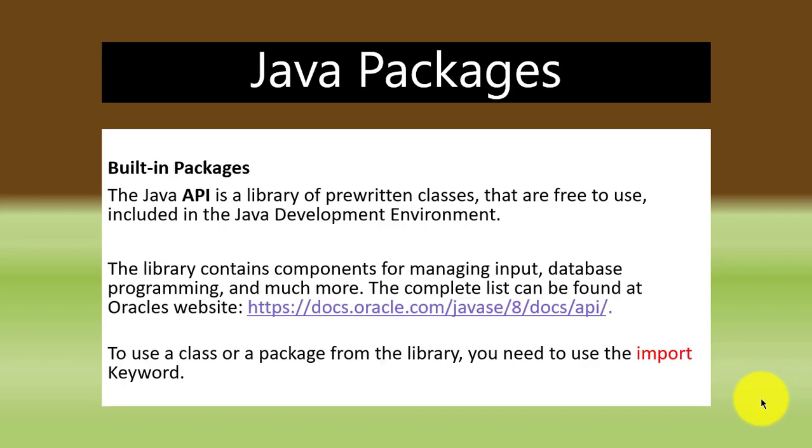Built-in packages. The Java API is a library of pre-written classes that are free to use, included in the Java development environment. The library contains components for managing input, database programming, and much more. The complete list can be found at the Oracle website. You go to this website and you learn more about the API.